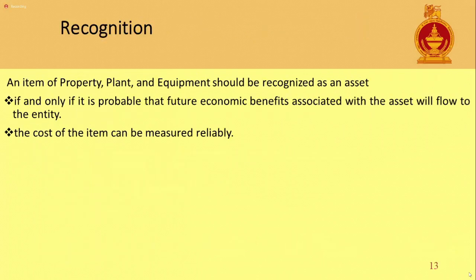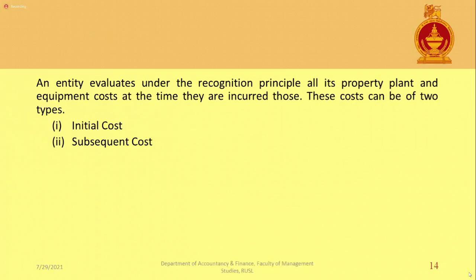Then when we are recognizing PPE as an asset, there are two important things, if and only if it is probable that future economic benefit associated with the asset will flow to the entity. So there should be future benefits. The other thing is that the cost of the item can be measured reliably. If we cannot measure the cost, we can't recognize it as PPE. Those are the essential requirements in the recognition of PPE.